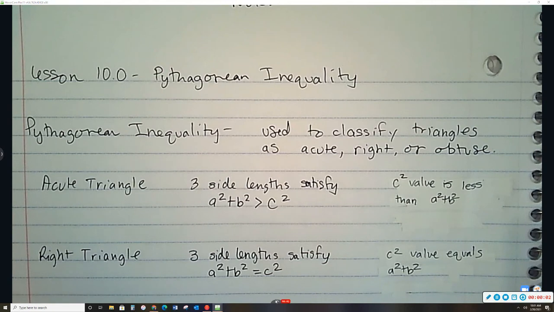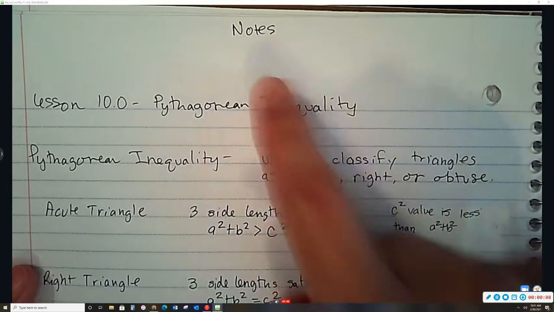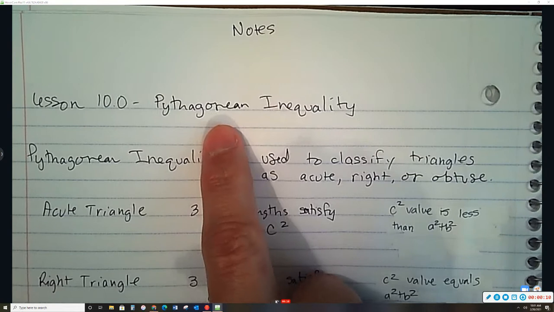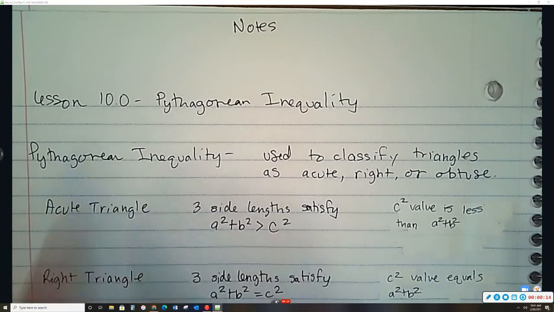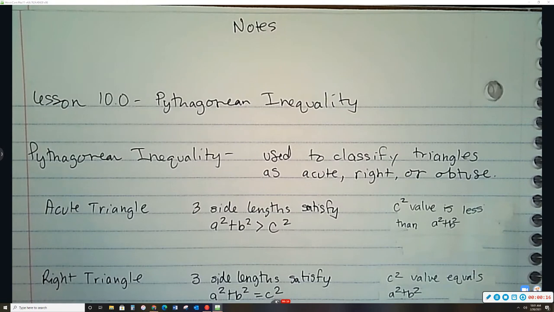Okay, hey everybody. So we have some notes today. The Pythagorean theorem inequality. It's not necessarily a section in the book, but it does deal with the Pythagorean theorem, and that's what we're learning about. So we are going to go over this.